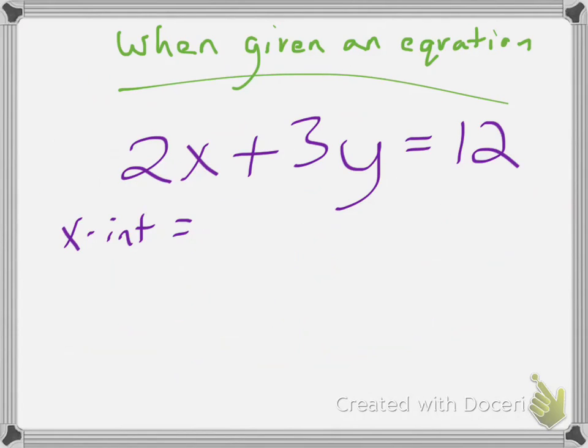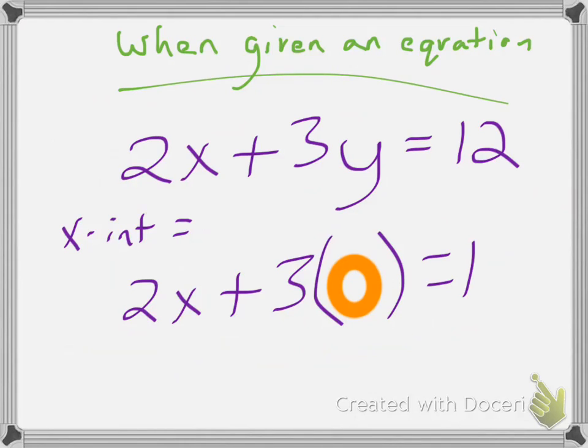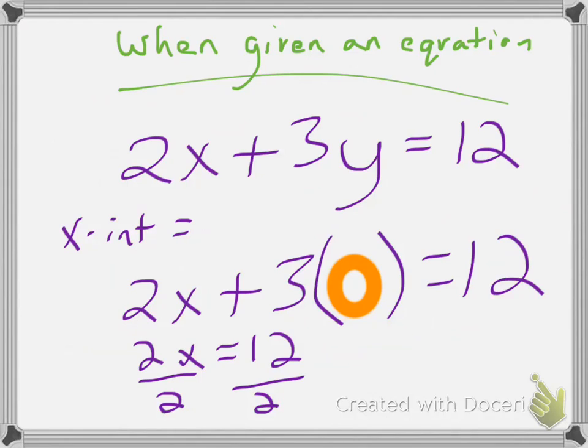So over here, when we have our equation, that's what we're going to do. We're going to have 2x plus 3, and the y is 0, equals 12, because our point for crossing the x-axis would be 0 for y. So let's solve this out. 2x, and 3 times 0 is 0, so that goes away. So you have 2x equals 12. Now let's solve for x. We divide both sides by 2, and you get that our x-intercept is 6. And that's how you find it when you have an equation.